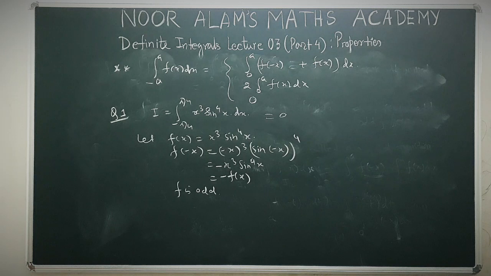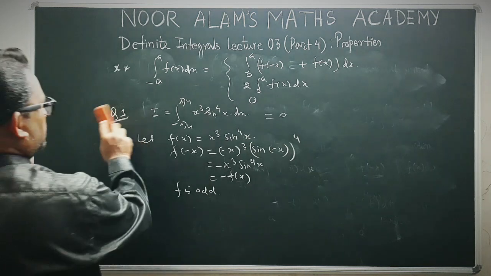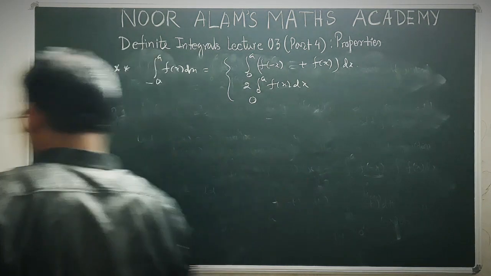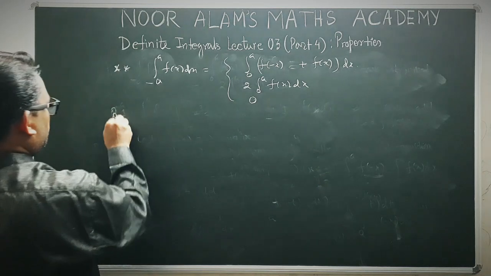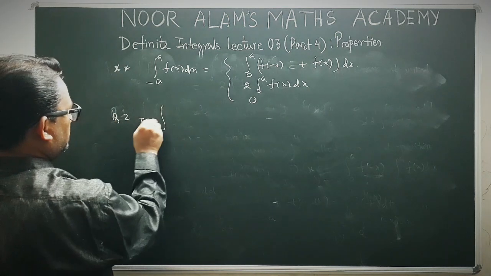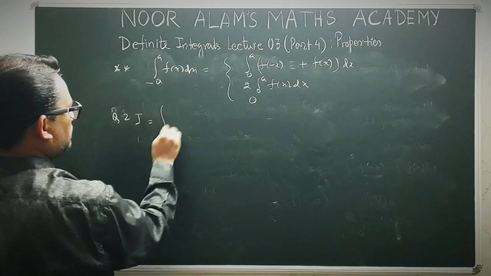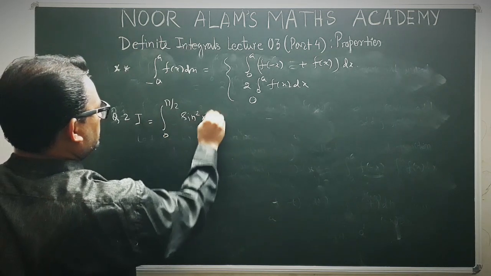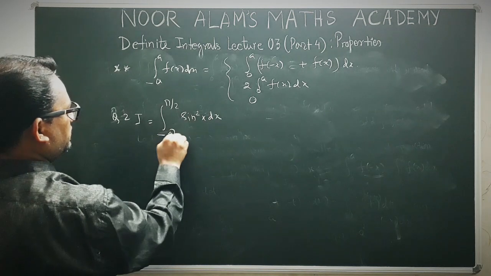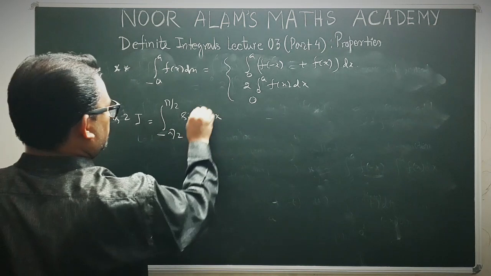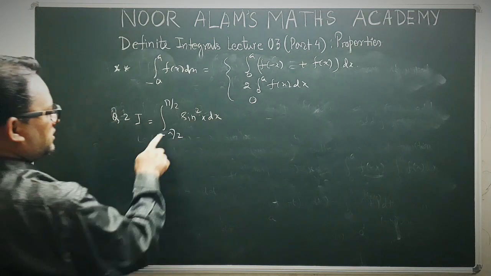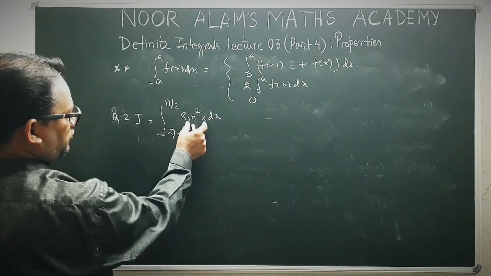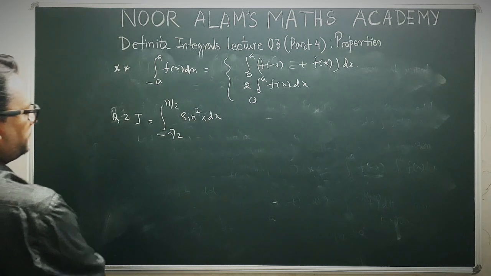Now go for the next problem which is based on this property. Now next problem, problem number 2. Question number 2: the integral I is given as from minus pi by 2 to pi by 2 of sine square x dx. Since the limits are equal and opposite in sign, we have to check whether the function is even or odd.